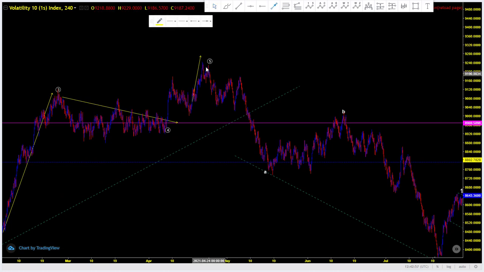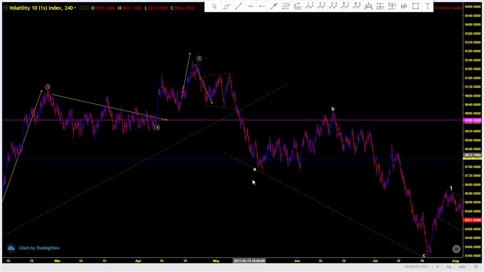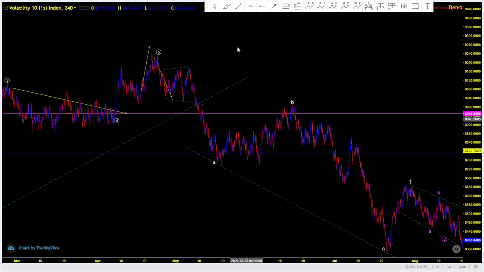If we look at it here, you have an impulse going to the downside. Then you are given a correction there. Then from the correction, you have another impulse. Then you are given a correction there.